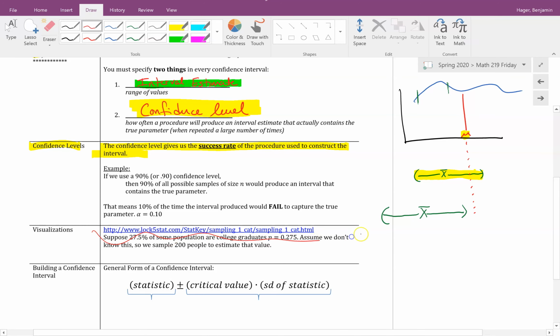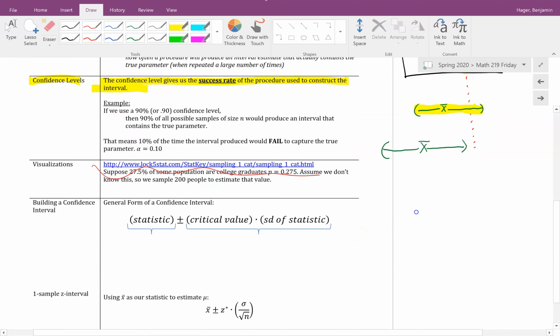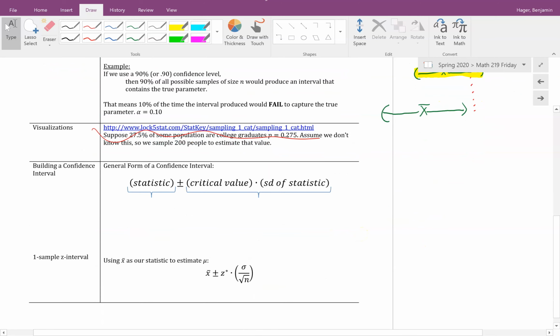Let's see, I'm going to skip over this part in the notes. So here is the general form of a confidence interval. It always starts with a statistic. This is your point estimate. We're either going to be looking at a sample mean or a sample proportion. That's in 8.3, where we'll do those. For now, we're just going to worry about sample means.